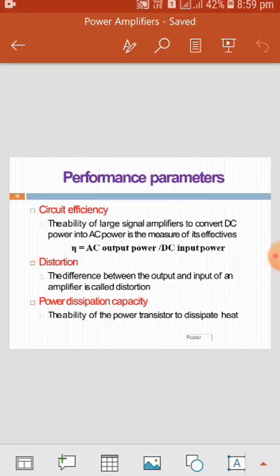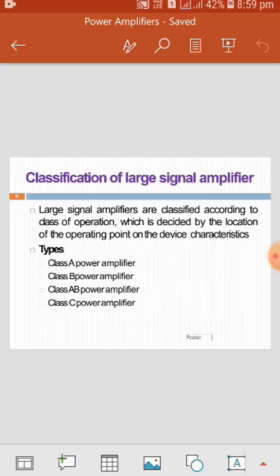And the second one is distortion. Distortion is defined as the deviation or difference between the output and input of the amplifier. And power dissipation capacity is another parameter, which, as I said already, in the case of a large signal amplifier, plays a major role. We have to measure that power in terms of how much the transistor is dissipating in the form of heat. That is called the power dissipation capacity.